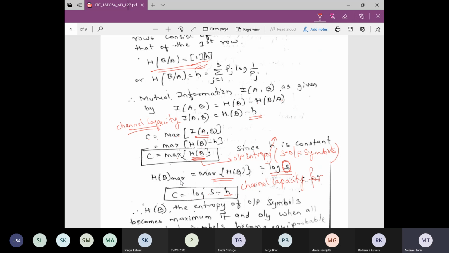Now, channel capacity for a uniform or symmetric channel. When we say the channel matrix is symmetric or uniform, if the subsequent row elements are the same as the first row, but the elements appear in a different form, then we say it is a uniform channel or symmetric channel.